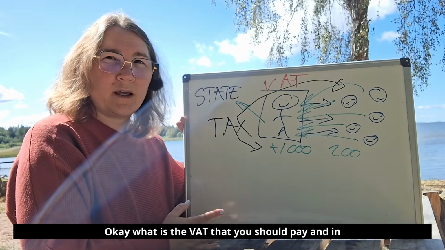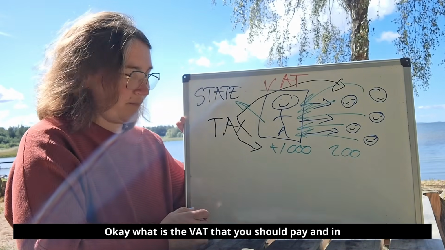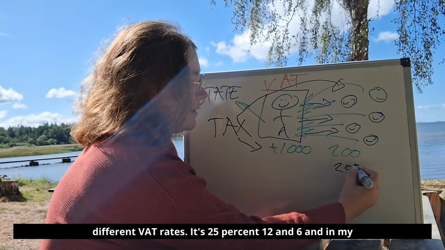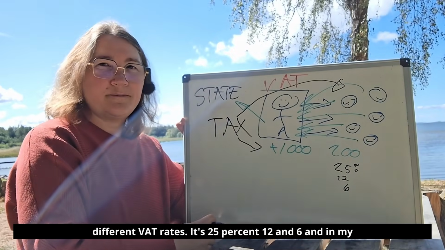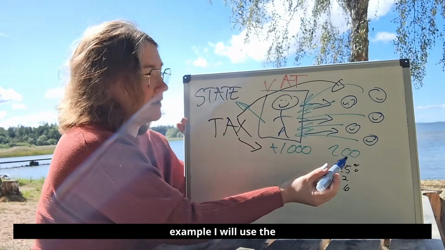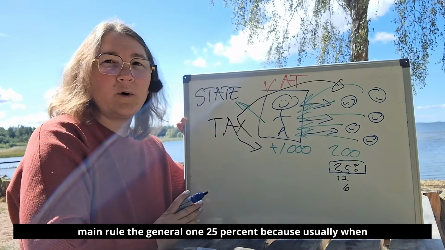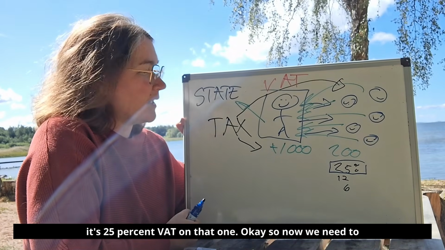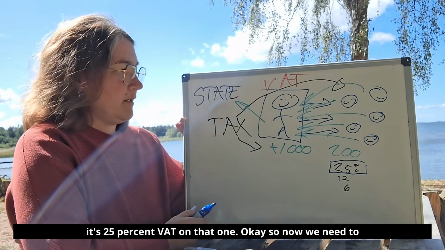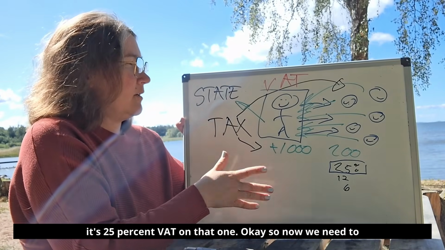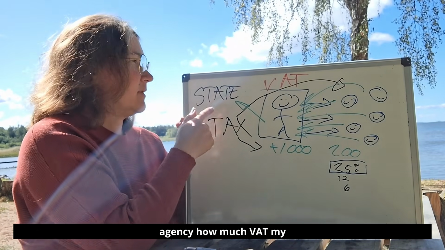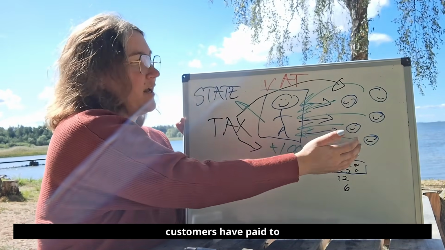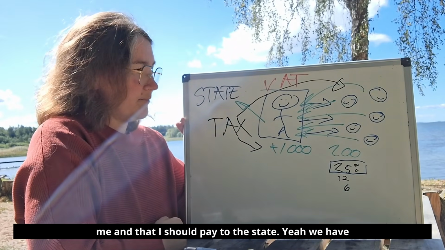Except that we don't know yet, okay, what is the VAT that you should pay? And in Sweden, we have 3 different VAT rates. It's 25%, 12%, and 6%. And in my example, I will use the main rule, the general one, 25%, because usually when you sell a service, it's 25% VAT on that one. Okay. So now we need to report to the tax agency that is doing this for the state how much VAT my customers have paid to me and that I should pay to the state.